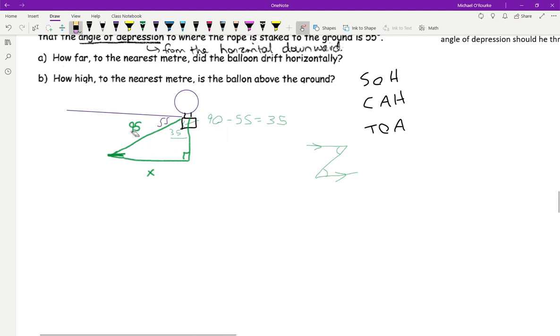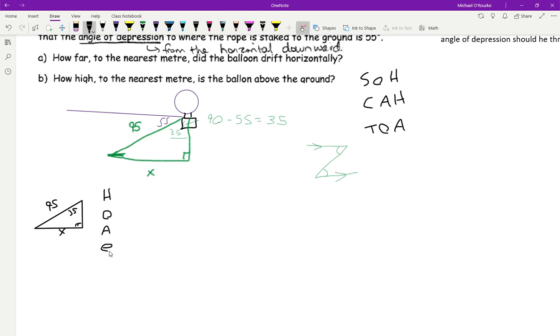Okay, so now sometimes this looks really confusing. What I like to do is redraw my triangle so it's a little bit simpler for me to see. You can if you wish, but if not, that's perfectly fine. So I'm going to redraw it. So this is 95, and this is 35. This is my x. And let's label it here.